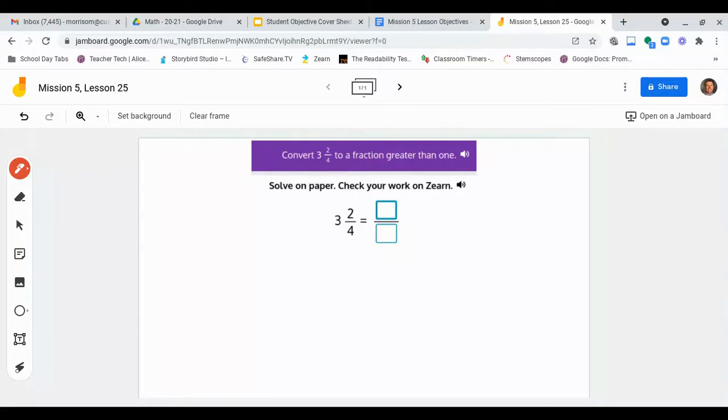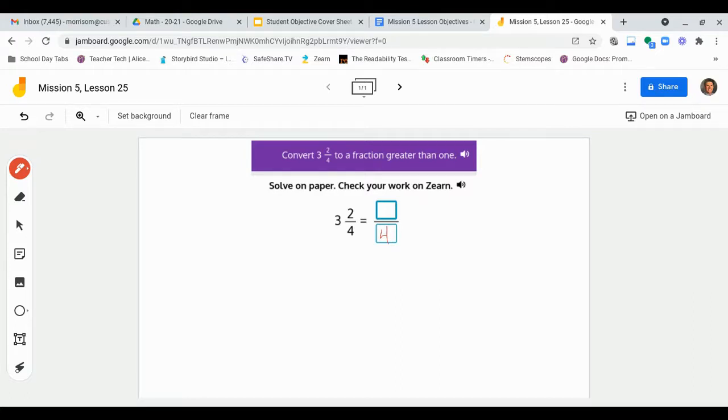Here we are with an example of one of these types of problems. So we're asked, it says convert 3 2/4 to a fraction greater than 1. So what we're really saying is we want to turn 3 2/4 into an improper fraction. So we want to turn it into an improper fraction in our unit of fourths, okay? So we already know that whatever it is going to end in fourths, right? Because that's what we're trying to get it up into.